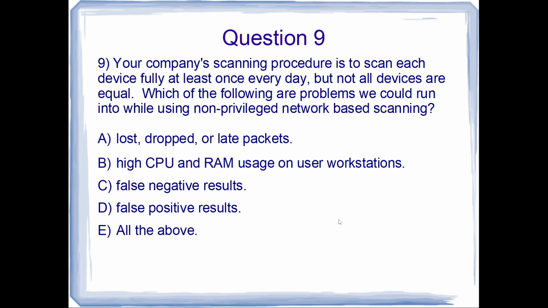Your company's scanning procedure is to scan each device fully at least once every day, but not all devices are created equal. Which of the following are problems we could run into while using non-privileged network-based scanning? Would that be lost, dropped, or late packets? Would it be high CPU and RAM usage on the user workstations? Would it be false negative results? Or would it be false positive results? Or do you feel like all the above could happen from a non-privileged network-based scan?